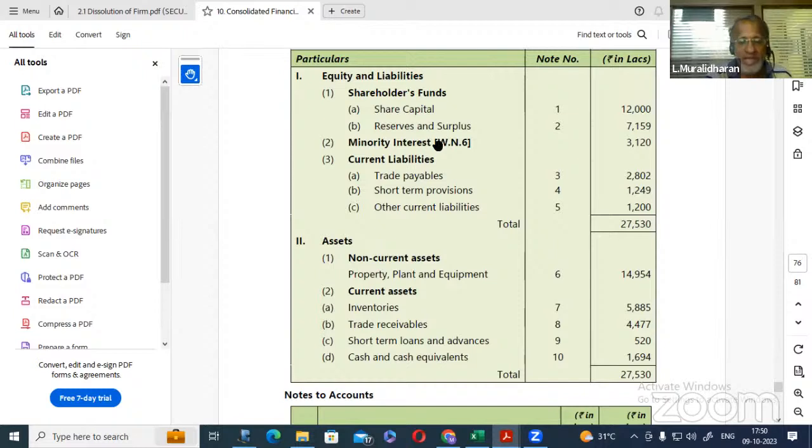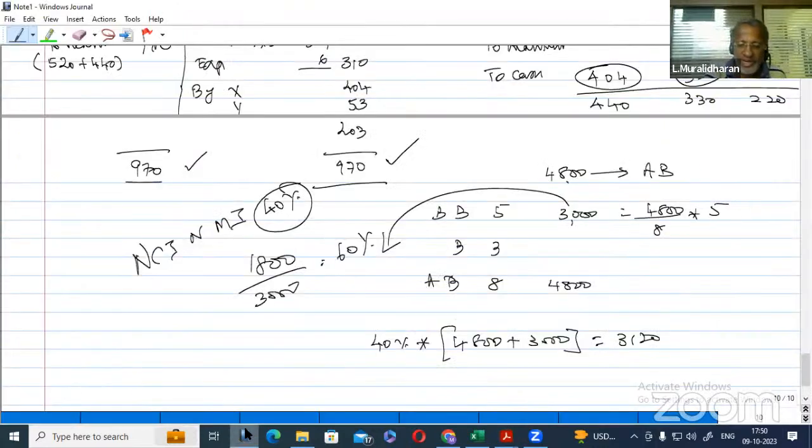Whereas I can as well show 40% into 4,800 plus 3,000. When I just do that, I am getting 3,120. The institute is not knowing how to get it short. I am showing. What is the problem? It is not necessary that I should have working note number 6 to say that it is 3,120. Here I am demonstrating to you how you can arrive at 3,120.